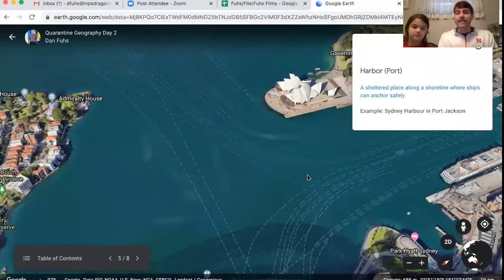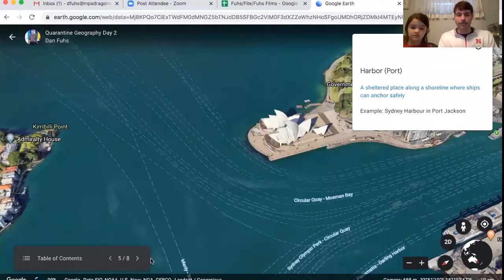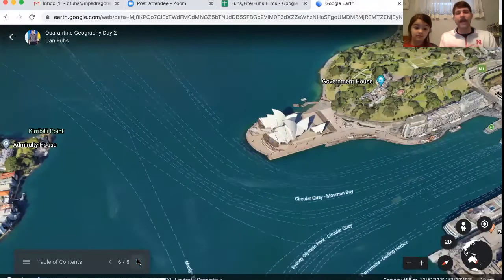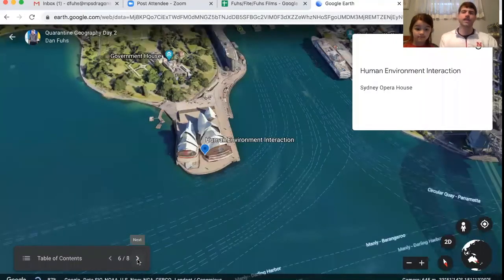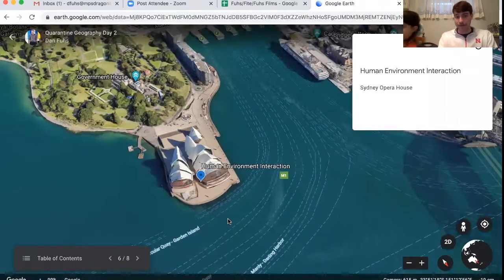But in the Sydney Harbor is a very famous example of human-environment interaction, the Sydney Opera House. And human-environment interaction a lot of times has to do with industry. And this is a very common industry, whether it's entertainment or opera music or just theater shows. The Sydney Opera House is one of the most famous in the world. And we can actually go inside of the Sydney Opera House. You want to go inside there, Adeline?